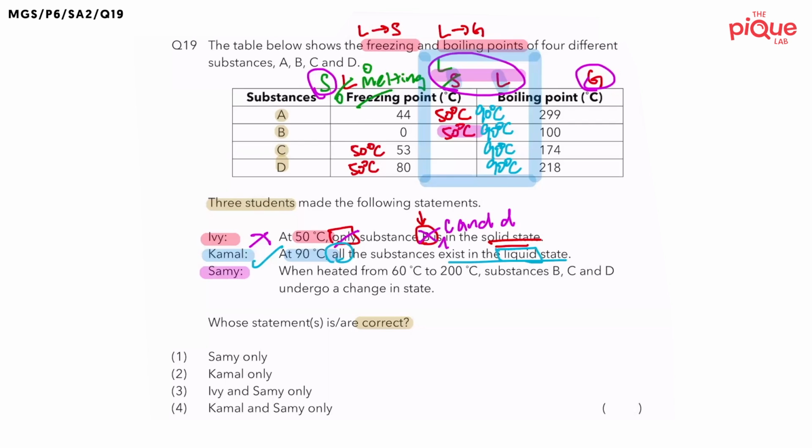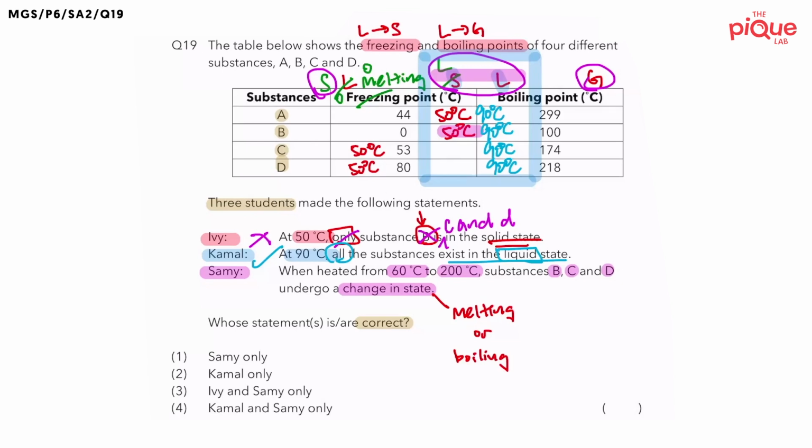Sammy said that when the substances are heated from 60 degrees Celsius to 200 degrees Celsius, substances B, C, and D undergo a change in state. When will the substance undergo a change in state? The substances undergo change in state when the substance undergo, for example, melting. If not, the substances must undergo boiling, for example, right, according to this question.